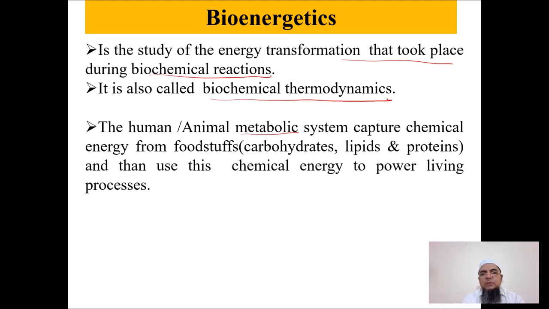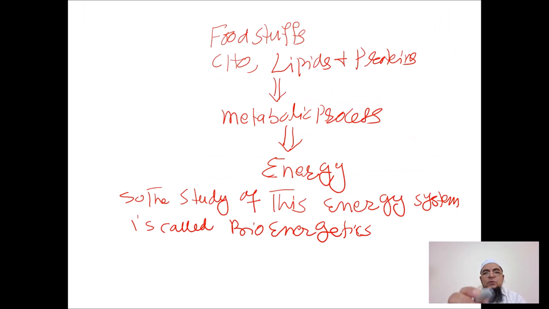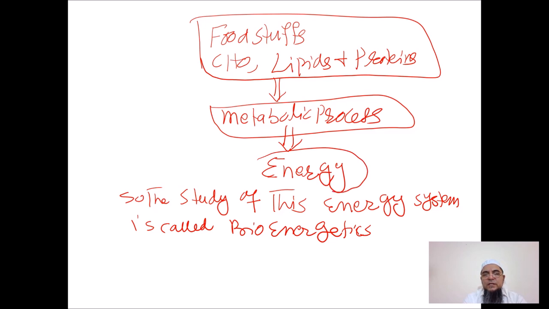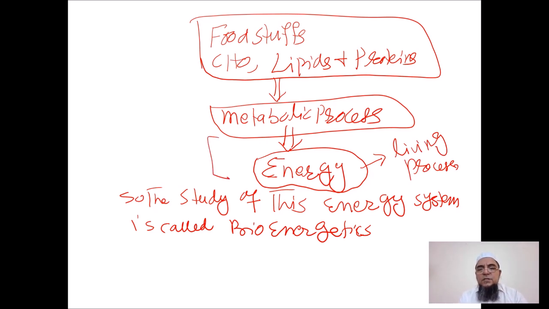The human and animal metabolic system captures chemical energy from foodstuffs such as carbohydrate, lipid and proteins, and then uses this chemical energy to power the living processes. So this is the foodstuff, carbohydrate, lipid and protein, and these are the metabolic processes. During the metabolic processes, they get energy, and this energy is utilized for living processes. This study of energy systems is known as bioenergetics.